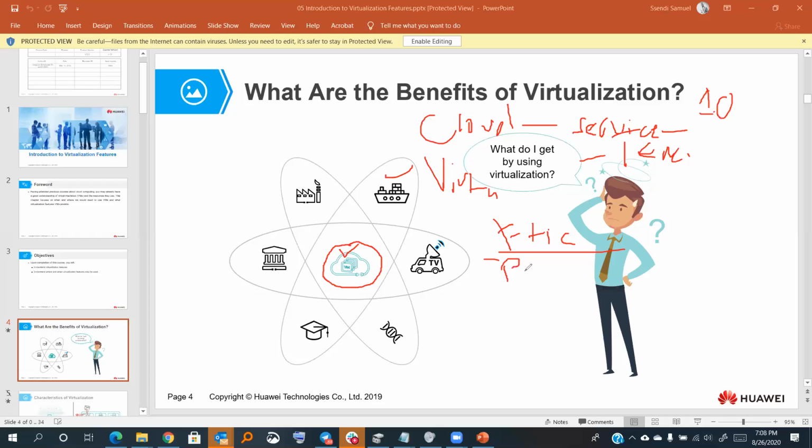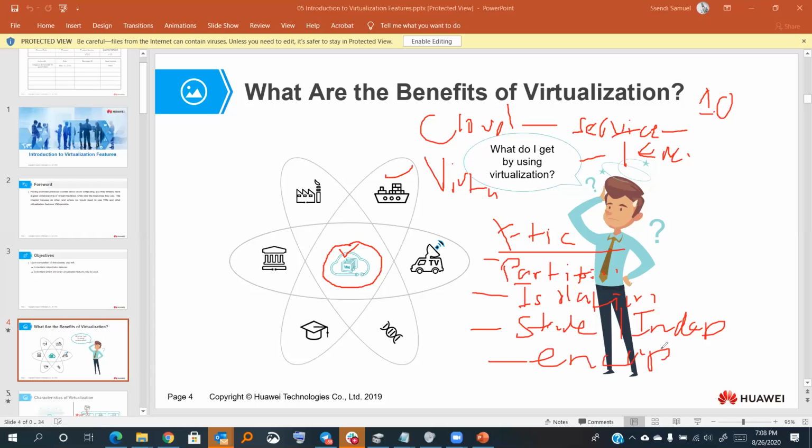Isolation. Isolation, partitioning, yes. Encapsulation. Partition, isolation. Standalone or independent. And encapsulation. Okay, these are some of the characteristics that we have with our virtual machines or virtualization.